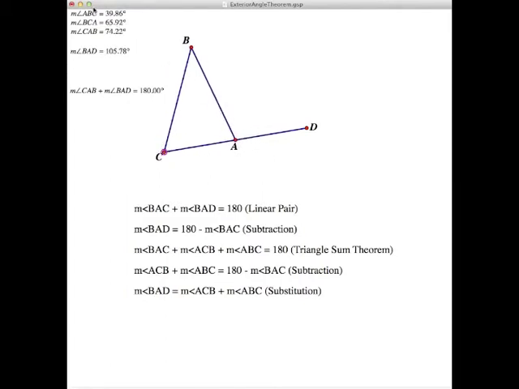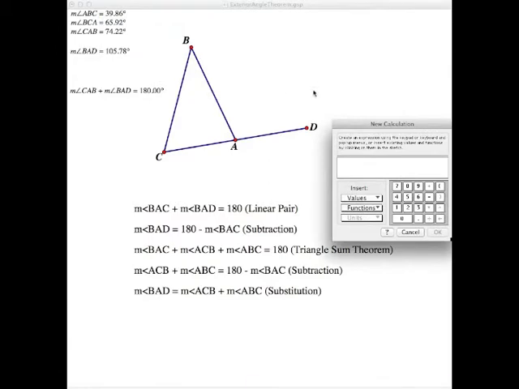What I've done here is found the measures of the three angles inside the triangle. And we know that these three, by the triangle sum theorem, would add up to 180 degrees. I've also found the measure of angle BAD, which is our exterior angle. Now, let's find the sum of the measures of angle B and C, and hope that it adds up to BAD, because that is exactly what the exterior angle theorem is telling us.